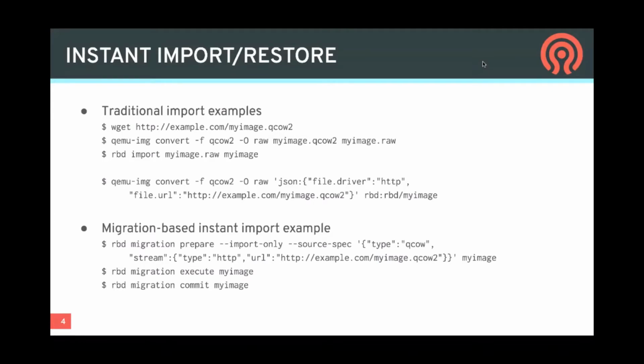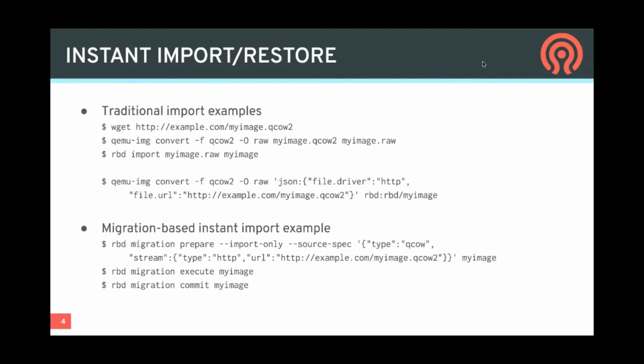And here are some examples of how you might import a QCOW2 image from a remote HTTP server. The first one is the most straightforward and also the slowest one. We just fetch the file, convert from QCOW format to RAW in a separate step, and then call RBD import command. In the second example, we take advantage of the QEMU image capability to read directly from the HTTP server and write directly to the RBD cluster.